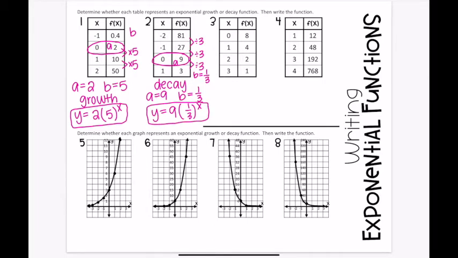In example 3, I can see that my y values are decreasing, so this should be decay. And knowing that this should be decay, I have to think to myself, my b value should be between 0 and 1. Let's go ahead and find the a value for this one, since it's right up here at the top. Where x is 0, my a value, or my y-intercept, my initial value, is 8.